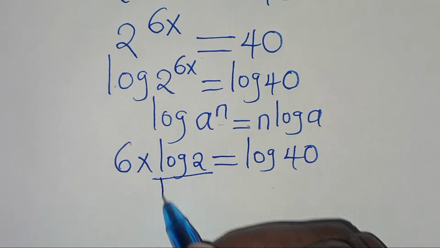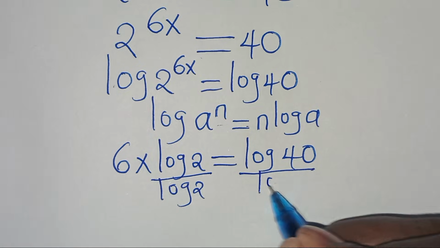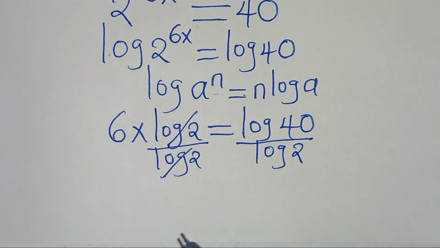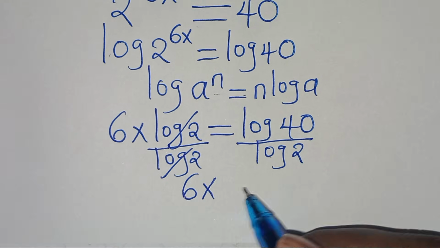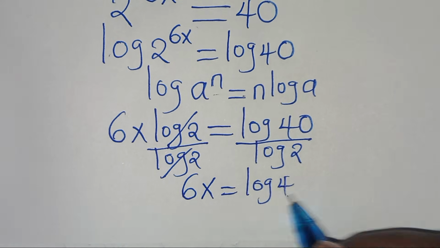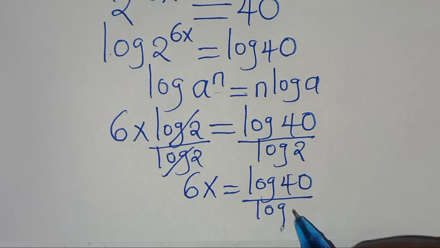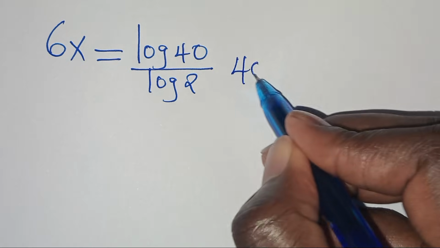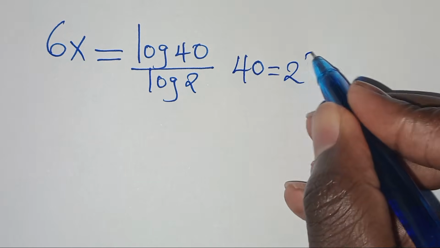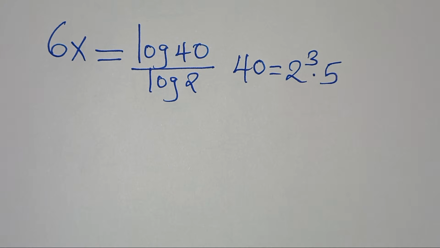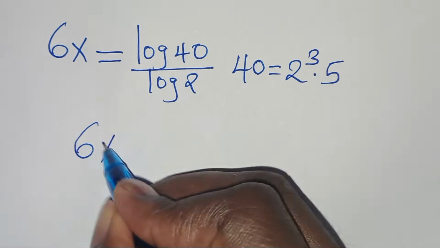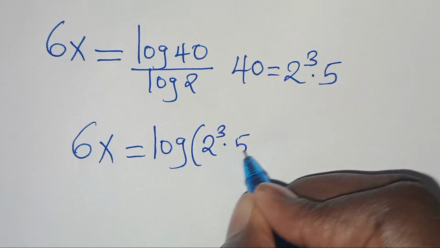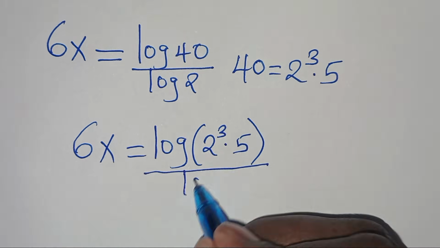So let's divide both sides by log 2. Here we have log 2. So we can simplify log 2 and log 2 here, so that now 6x is equal to log 40 divided by log 2. Now we can express 40, this is the same thing as 2 to the power of 3 multiplied by 5. So substituting this, we have 6x is equal to log 2 to the power of 3 times 5, everything here divided by log 2.